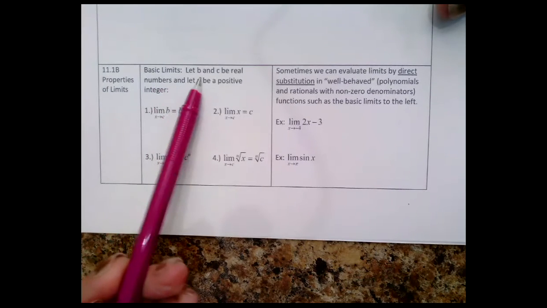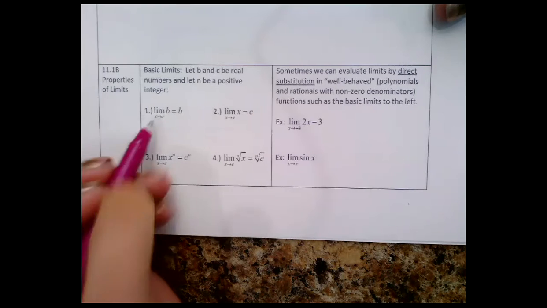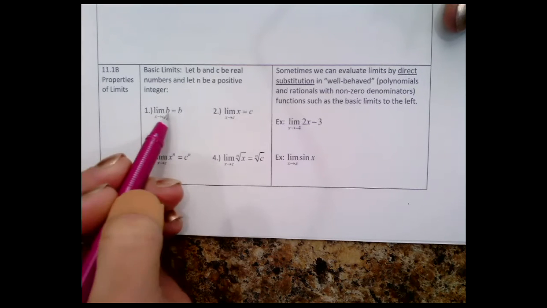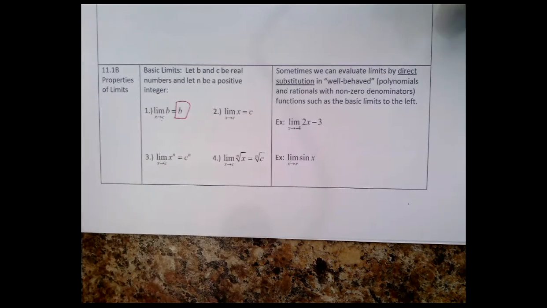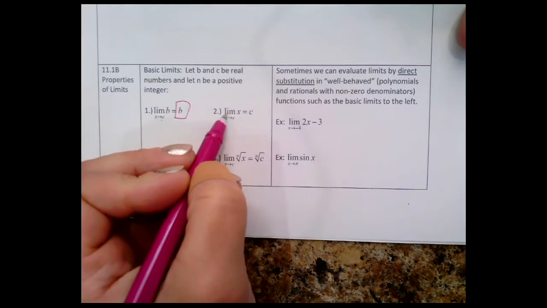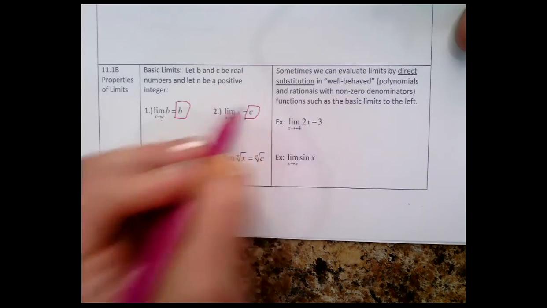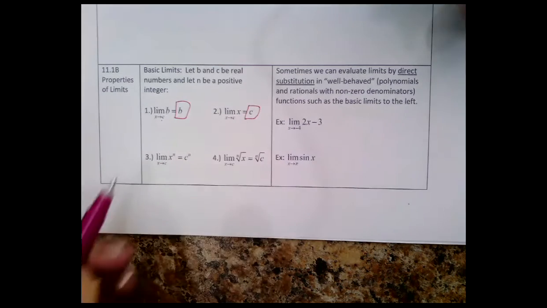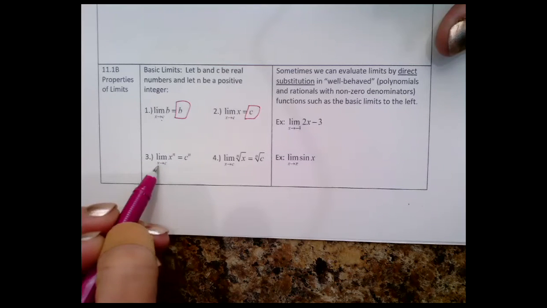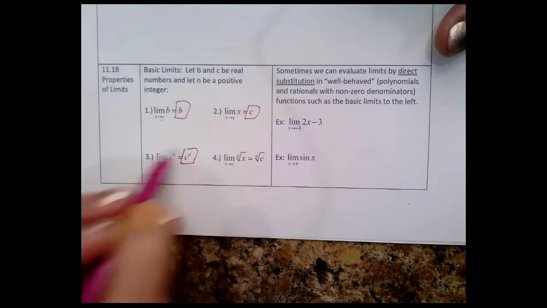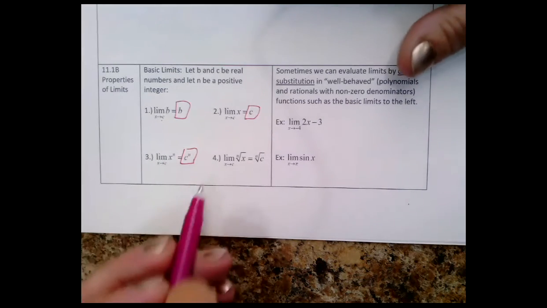Some basic limits. Let b and c be real numbers and n be a positive integer. Some limits that you'll see: the limit of some number as x approaches c is just going to be that number. The limit of x as x approaches c is just going to be that c value. The limit of x to some exponent as x approaches c is just going to be c to that exponent. Don't worry, we're going to go through these. I promise these will make more sense.